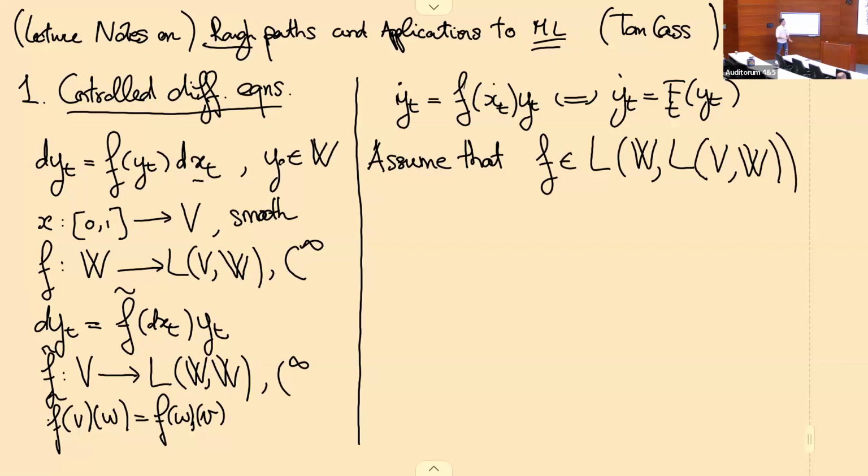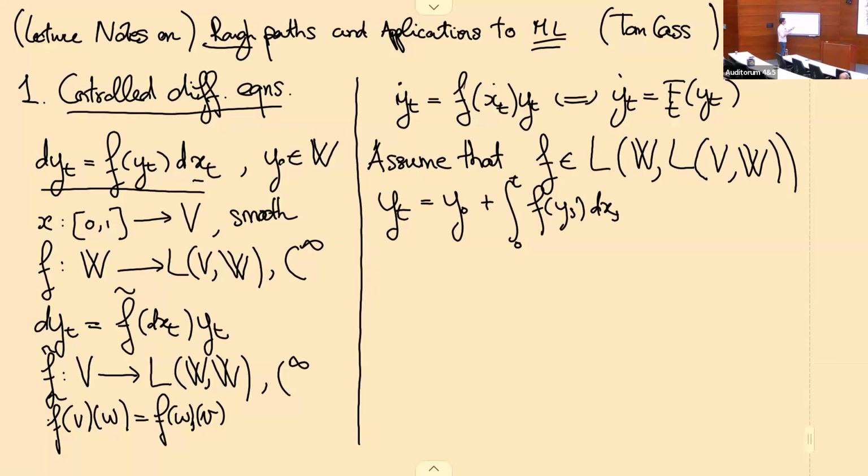Okay, so I will mention when I will drop these assumptions, but without further comments, this f is linear. So if f is linear, then we can run Picard iteration on this equation. This equation can be rewritten in integral form, right? So y_t is equal to y_0 plus the integral from 0 to t of f of y_s dx_s.